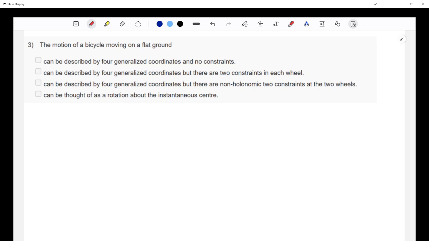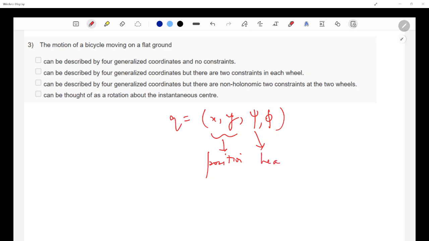can be thought of as a rotation about the instantaneous center. So for a bicycle model, we have q is x, y, psi and phi, where x, y is the position, psi is the heading, and phi is the steering angle. Okay, so we have 4 generalized coordinates, right?